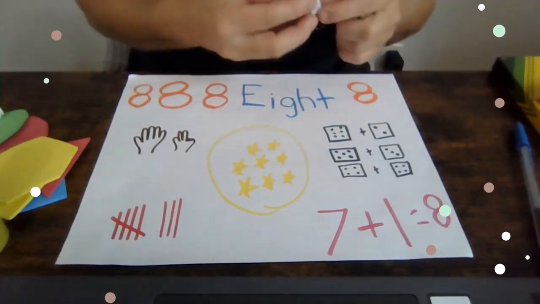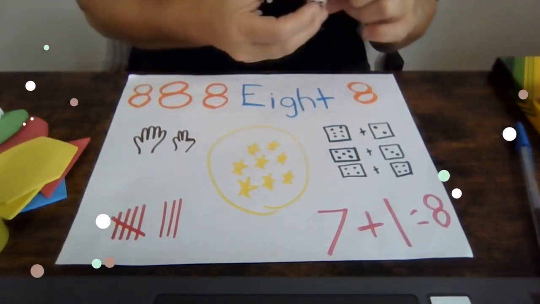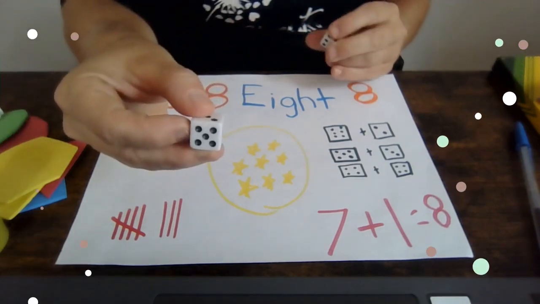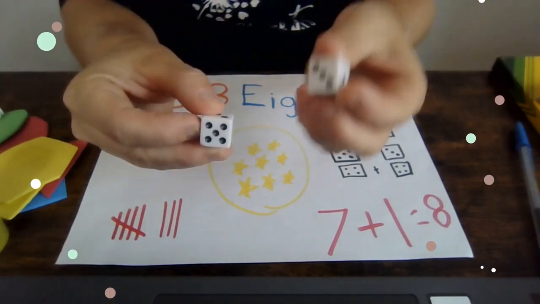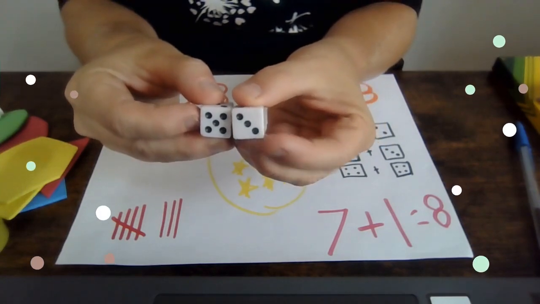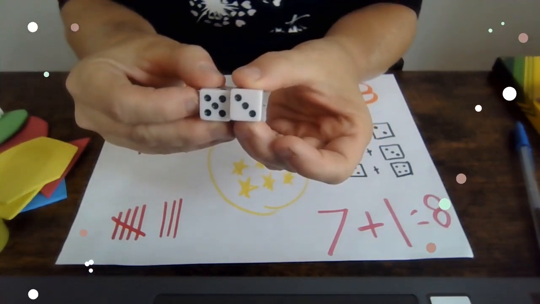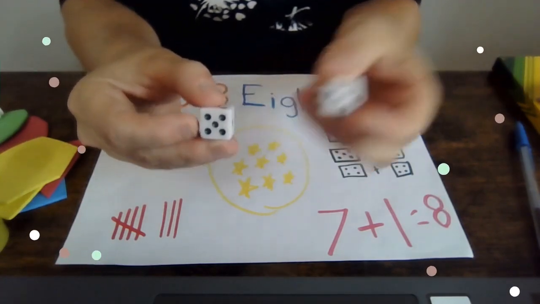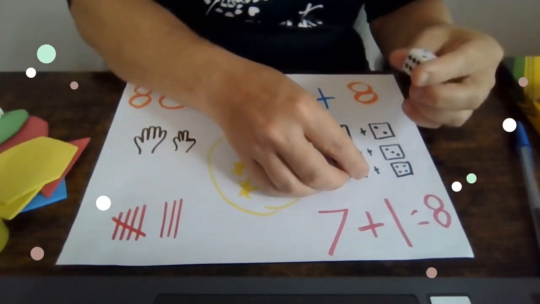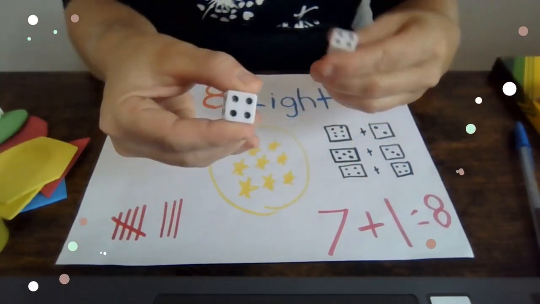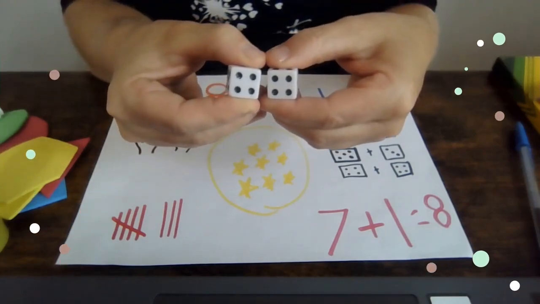Then I decided, okay, let's go down to the 5. There's 5. 5 plus 3 is 8. 5, 6, 7, 8. You got it. Then I went down to a 4. 4 and 4 make 8.